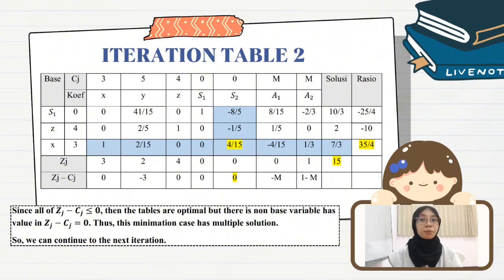The solution is optimal at this stage because all values of Zj minus Cj are less than or equal to 0, which confirms optimality in a minimization problem.